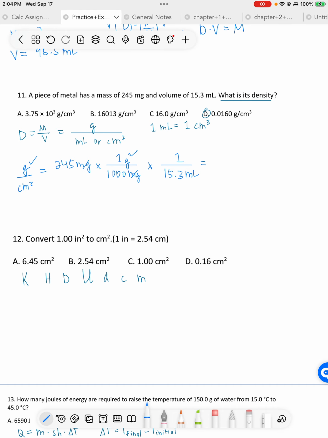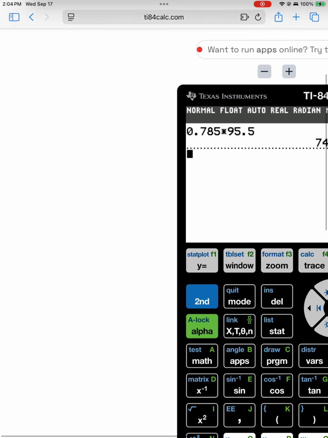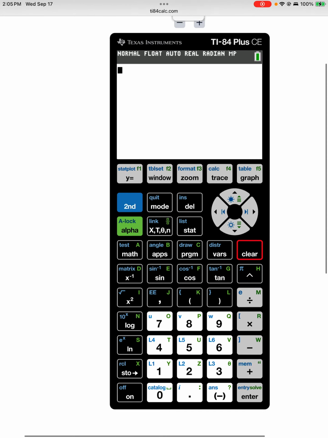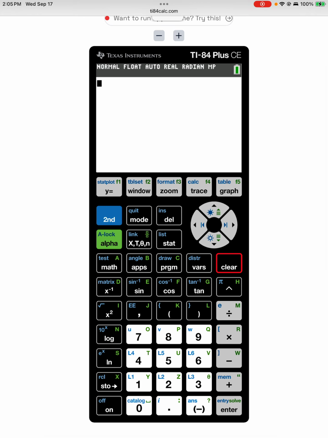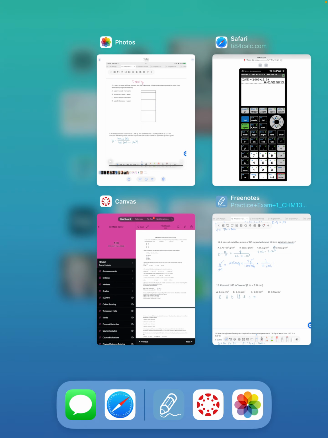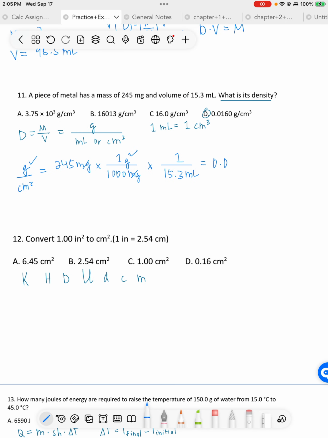And then just go over to our calculator. And here's another good time to utilize your parentheses. All right, so we have parentheses 245, and that's all that's on top. And then we're going to divide by 1,000 times 15.3. We're going to get 0.0160. 0.0160, and that's grams per centimeters cubed.